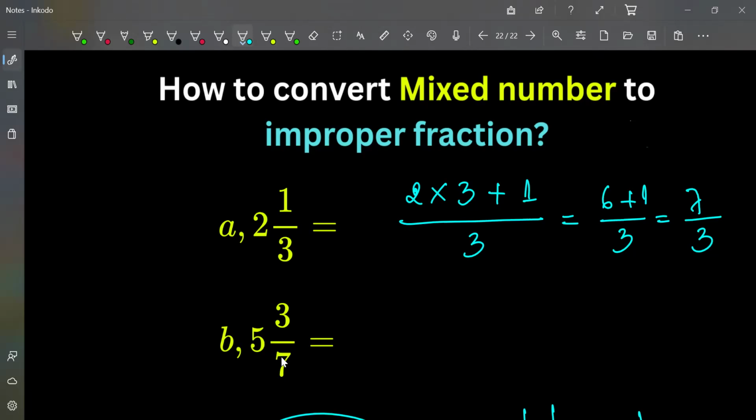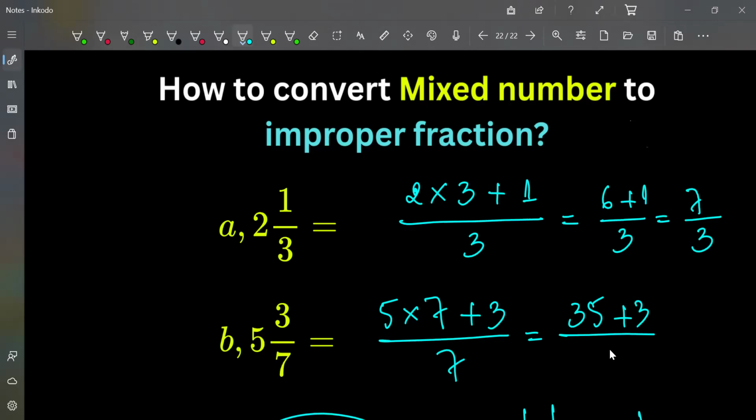So for exercise B, you can do the same way. You multiply 5 with 7, and then you add 3 and divide by 7. So the result is 5 times 7 is 35. So 35 plus 3 over 7. 35 plus 3 is 38, divided by 7. So this is all about the mixed number.